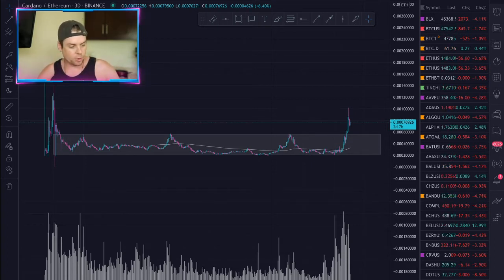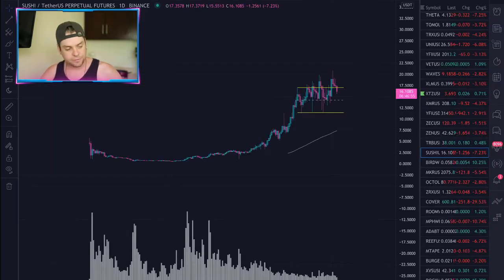All right, so a couple more assets that I want to talk about today. I want to talk about our two major governance tokens as far as decentralized exchanges. I want to talk about Uniswap, and I want to talk about SushiSwap. So we'll go ahead and take a look at Sushi first.